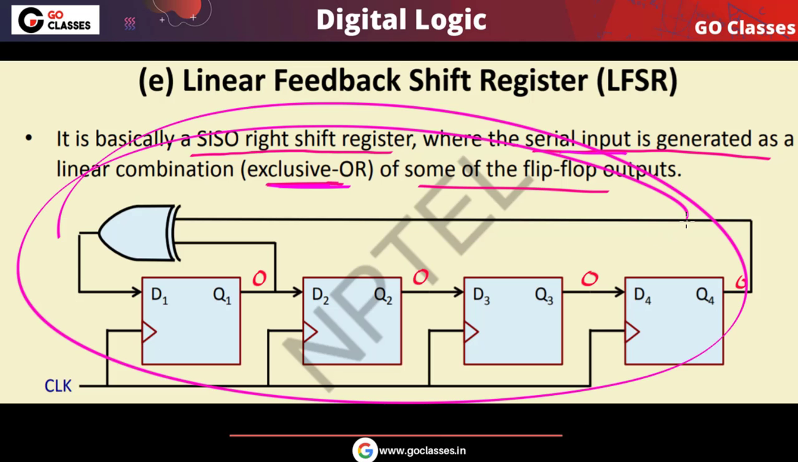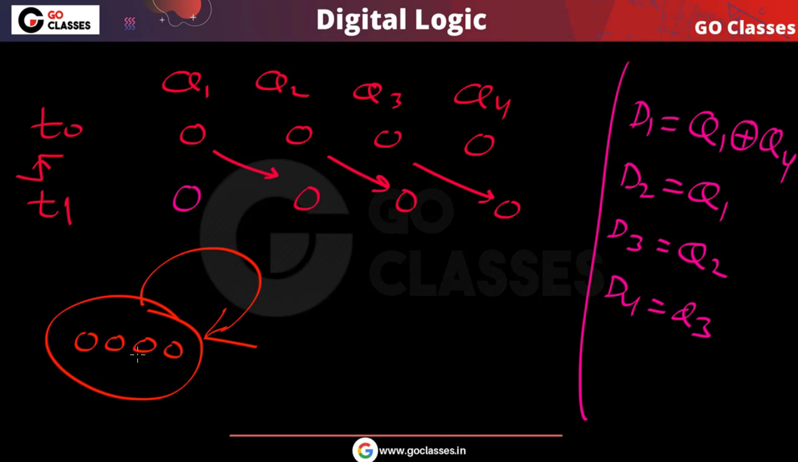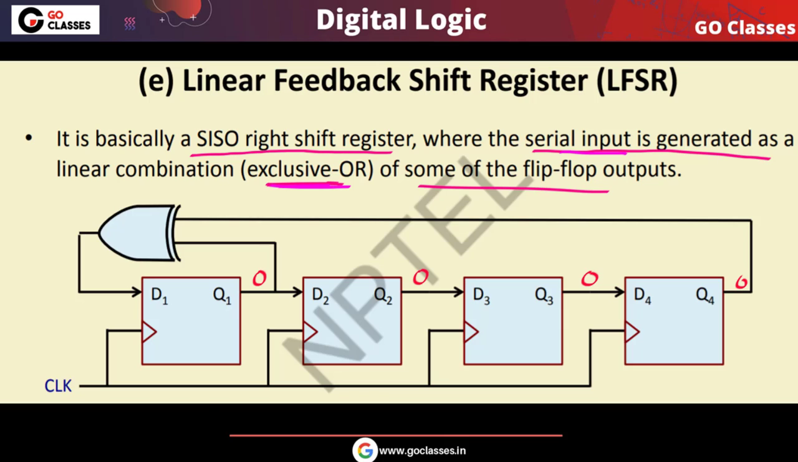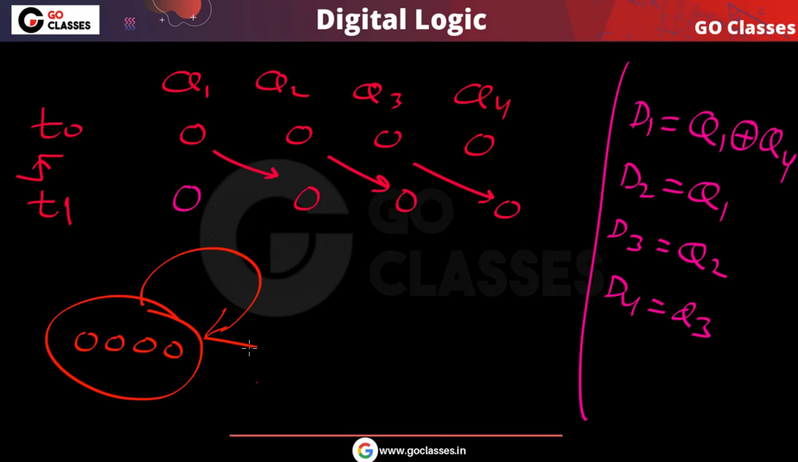So in this circuit, if you initialize 0 0 0 0, the next state will also be 0 0 0 0. So we should not initialize using all zeros. Let me initialize differently instead. If you initialize at 0 0 0 0, you will never change this state.